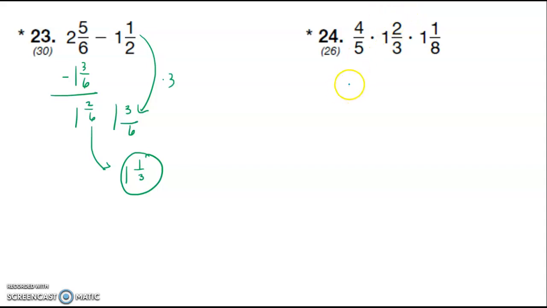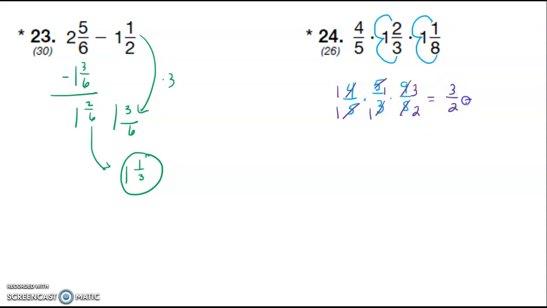Oh boy, 4/5. Since this is multiplication, we don't need a common denominator. I do have to make this an improper fraction. So 3 times 1 is 3 plus 2 is 5. 8 times 1 is 8 plus 1 is 9. And then I'm going to reduce ahead of time. So let's see. My 5s are going to cancel. My 3, and that's a 3. 1 and 2. I end up with 3 over 2, which is 1 1/2.